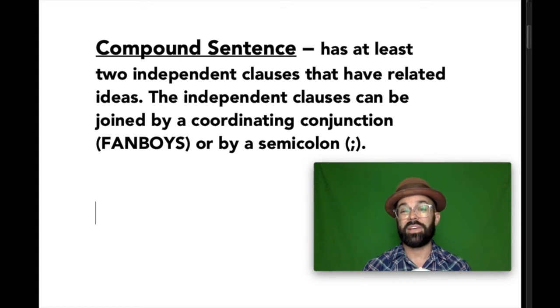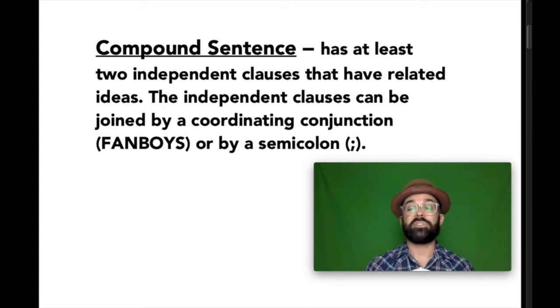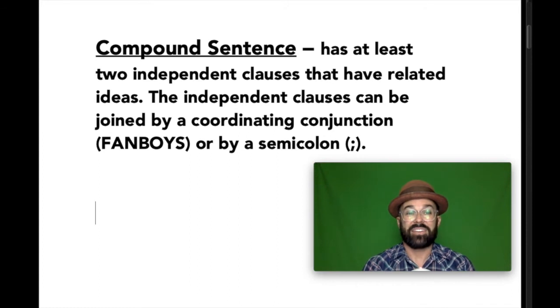But they can also be joined with a semicolon, and we'll take a look at an example of that as well. But the most important thing, the basic thing, is that a compound sentence is basically like taking two simple sentences and smushing them together into one sentence, using a coordinating conjunction or a semicolon to join them. Got it? I hope so. If not, perhaps some examples will help.